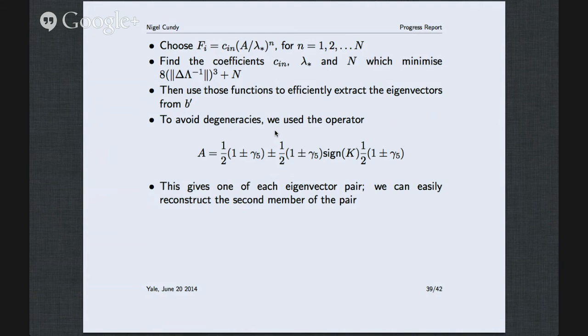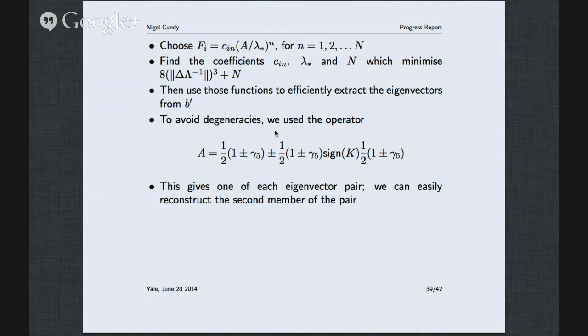Then we can use these functions to efficiently extract the eigenvectors from vector B prime. I actually used this operator instead of the overlap operator, which works in just one Kao sector, so there are no degeneracies. And secondly, it means that the eigenvalues we want are 1, and the eigenvalues close to 0 for the Dirac operator are 1 for this operator, and the eigenvalues close to 1 for the Dirac operator are 0 for this operator. So I've just basically 1 minus the Dirac operator projected into Kao sector. And then we can construct the other one.